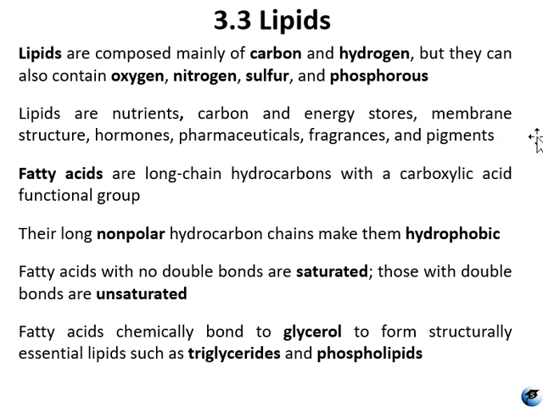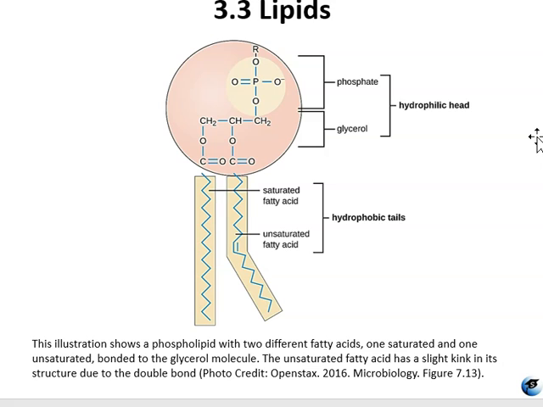Fatty acids chemically bond to glycerol to form structurally essential lipids such as triglycerides and phospholipids. Here's a phospholipid with a hydrophobic tail and hydrophilic head. It has 2 different fatty acids. One is saturated and one is unsaturated. The unsaturated fatty acid has a slight kink in its structure, which makes it look like a bent leg. And this is because of the double bond.